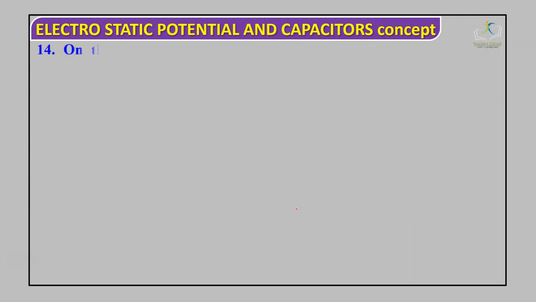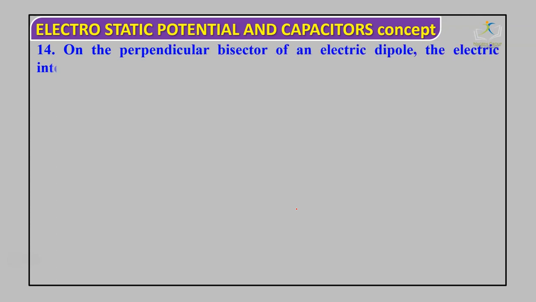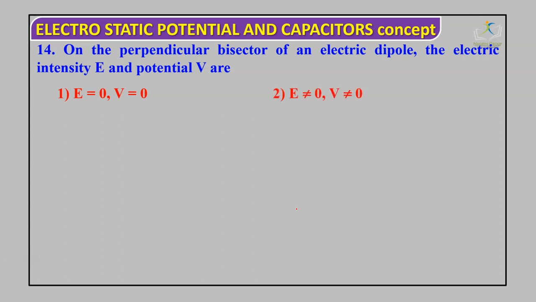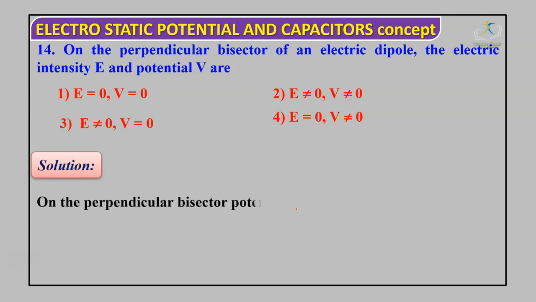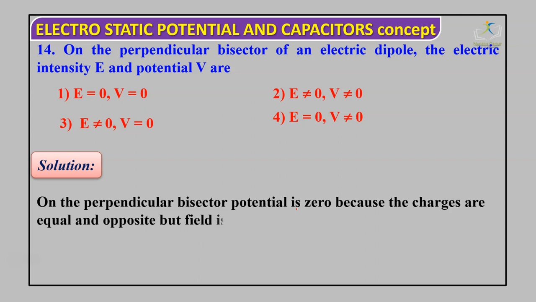Next question we have. On the perpendicular bisector of an electric dipole, the electric intensity E and potential V are: E equals 0, V equals 0. E not equal to 0, V not equal to 0. E not equal to 0, but V equals 0. E equals 0, but V not equal to 0. Let us see the solution. On the perpendicular bisector, potential is 0 because the charges are equal and opposite, but the field is not 0. So, according to this, the correct option is the third.